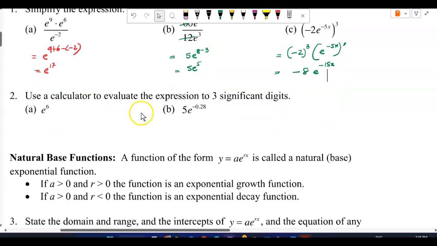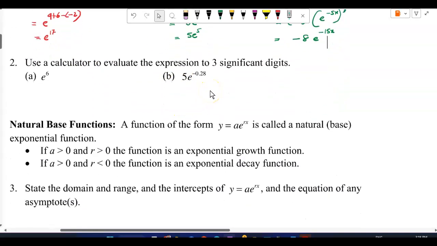Use your calculator to evaluate. This is simple. You know where e is on your calculator? It's this, e to the x. So what's the value for the first one? On my calculator, e to the 6 is 403, to 3 significant figures. The next one is easy too. Three significant figures: 3.78. Correct.